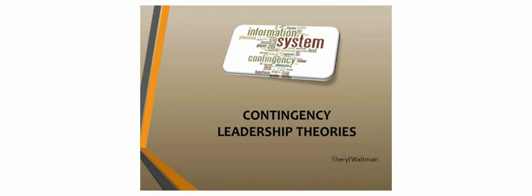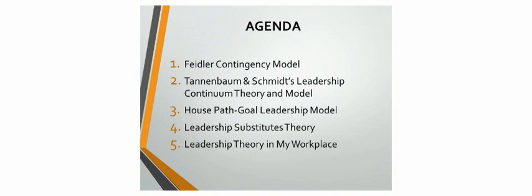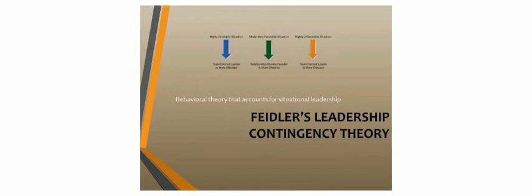Theories. The first thing we'll do is look at the Fiedler contingency model, following Tannenbaum and Schmidt's leadership continuum theory and model. Next, a scan of House's path-goal leadership model, and then the leadership substitutes theory. After viewing these 4 theories, I'll tell you a little bit about the leadership theory that I believe is used in my workplace. But first, Fiedler's leadership contingency theory.